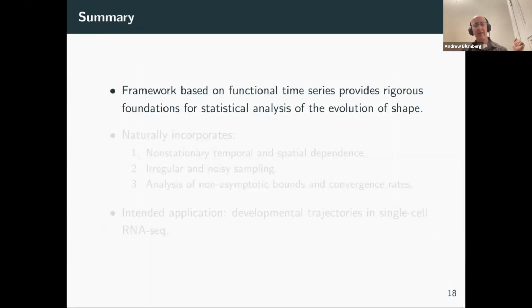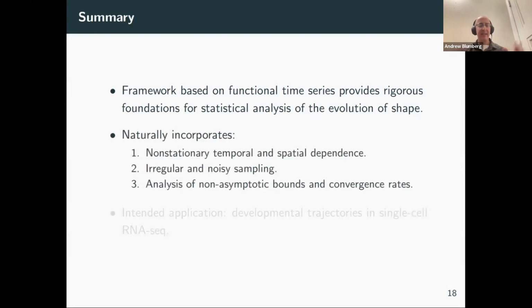Okay, so wrapping up, the take-home messages from this are that there's this framework that we want to introduce based on functional time series analysis, which is a new and exciting area of the statistics of time series. It allows us to give rigorous foundations for statistical analysis of questions about the evolution of shape. And it's a nice framework because it makes it natural to incorporate non-stationary temporal and spatial dependent structures, irregular and noisy sampling, and analysis tools to get rates and non-asymptotic bounds, as well as understanding the asymptotics.